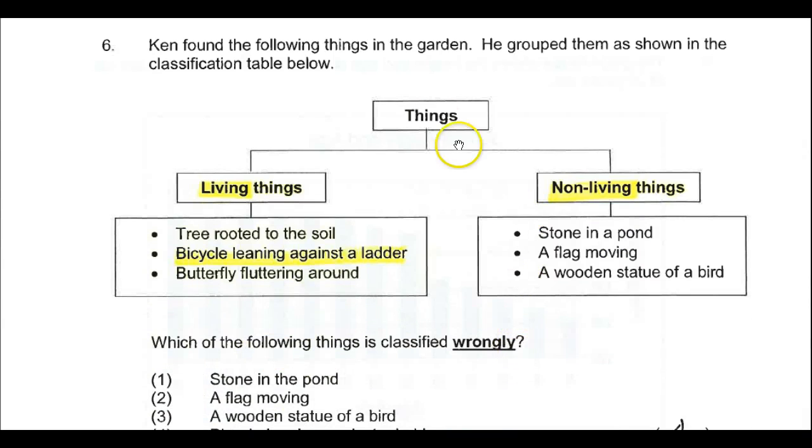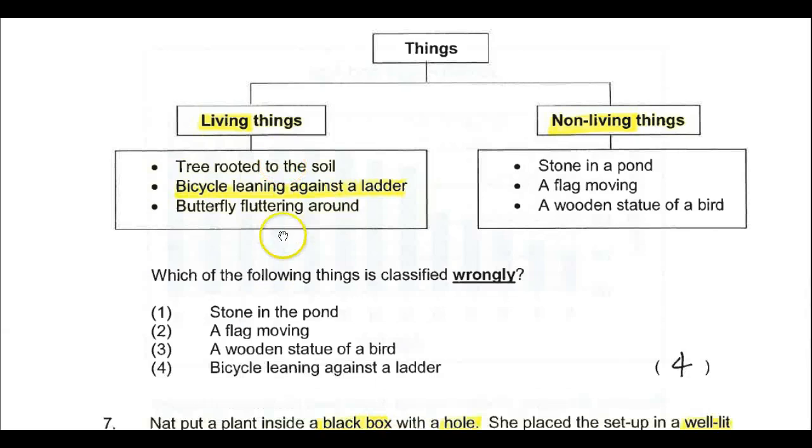Now, Ken found something in the garden. He grouped them as shown in the classification table below, living and non-living. And obviously this is not right. Which of the following things is classified wrongly? Bicycle. Bicycle here is not a living thing, therefore it is 4.